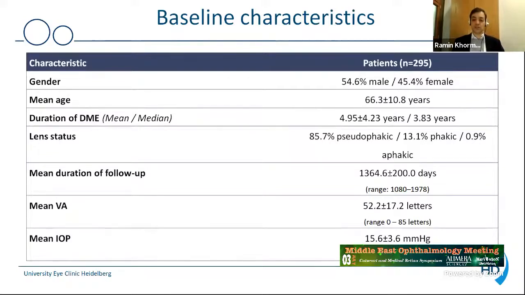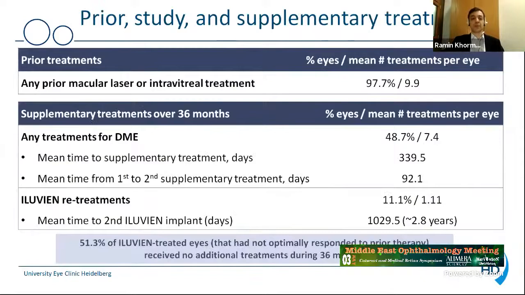You can see that mean visual acuity was quite low, with a mean of 52 letters when we started treatment. When we look at previous treatment, you can see that almost all patients had been treated quite extensively with laser or intravitreal treatments. Most of the time, patients had received intravitreal agents. And once again, to remind you, this is a real-world study where only patients were included who had not responded well to other therapeutic options.